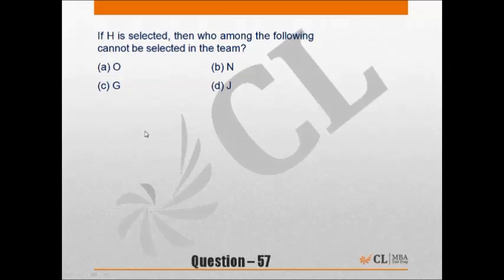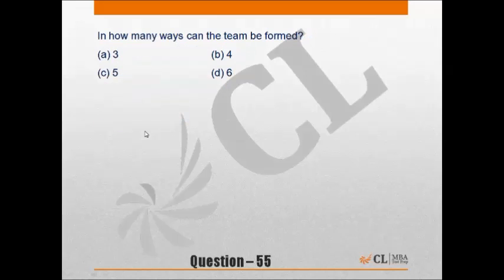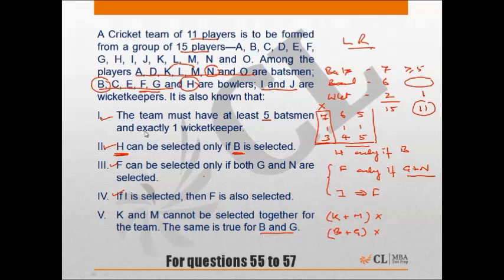Question 57. If H is selected, then who among the following cannot be selected in the team? If H is selected, okay, so let's first understand the data and try to tabulate the data. We don't have space out here, so we'll move to the next slide to tabulate the data.